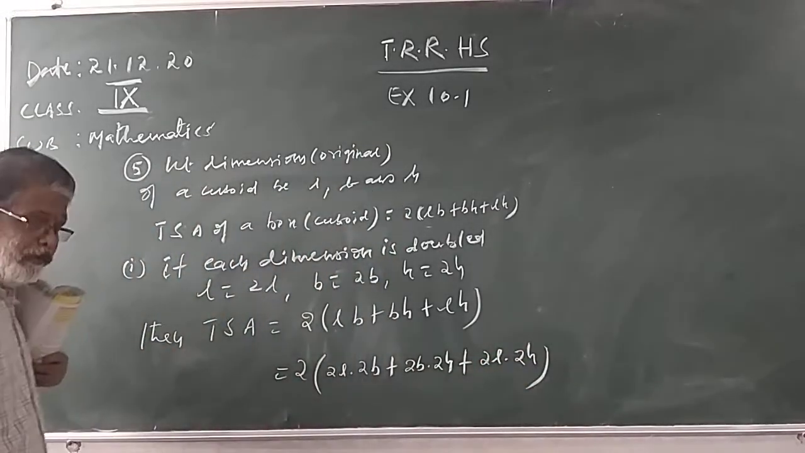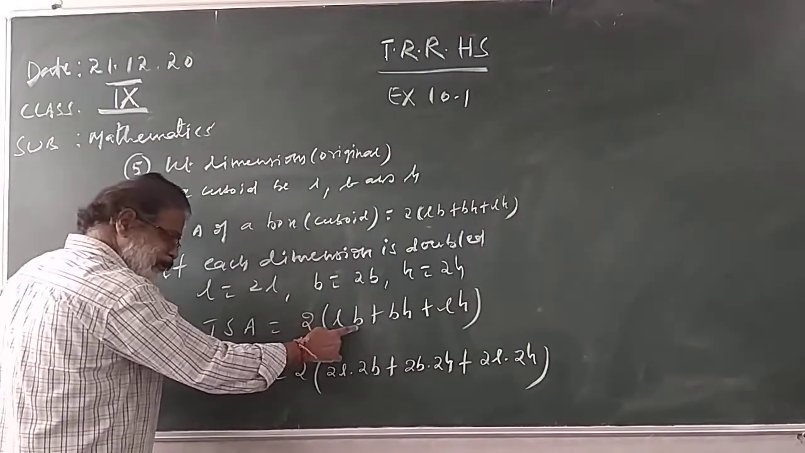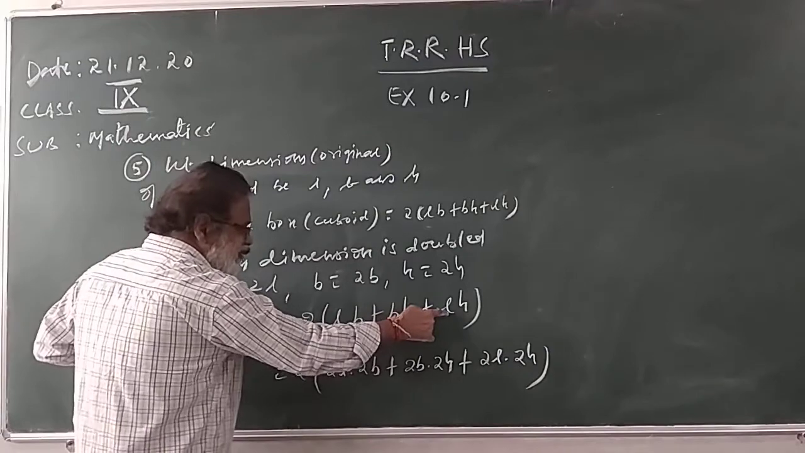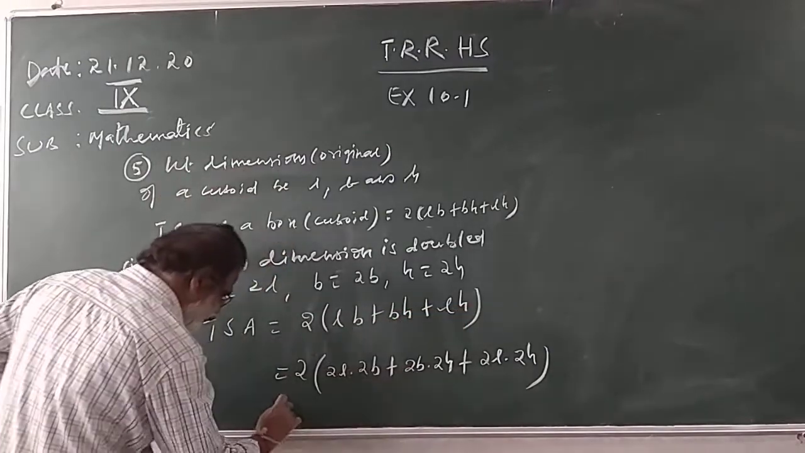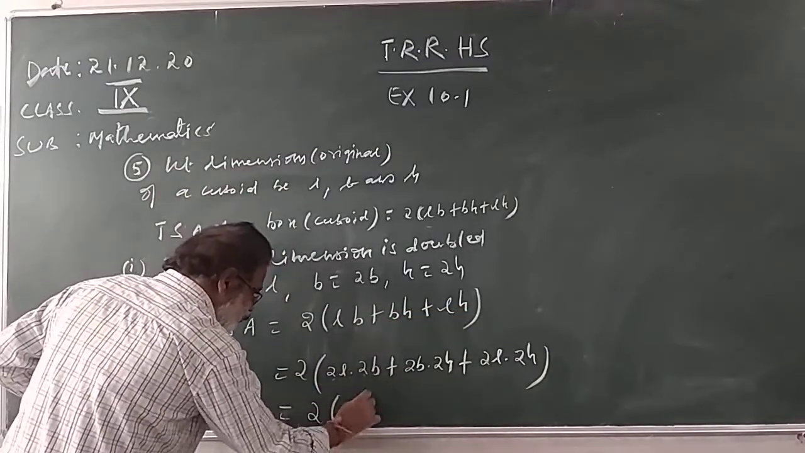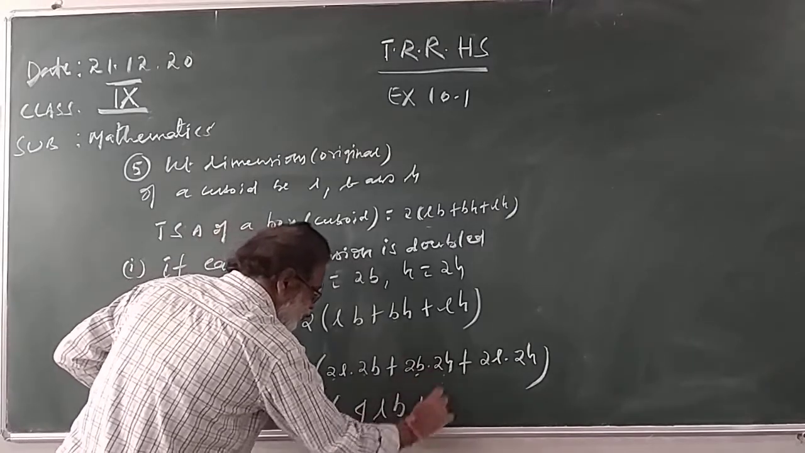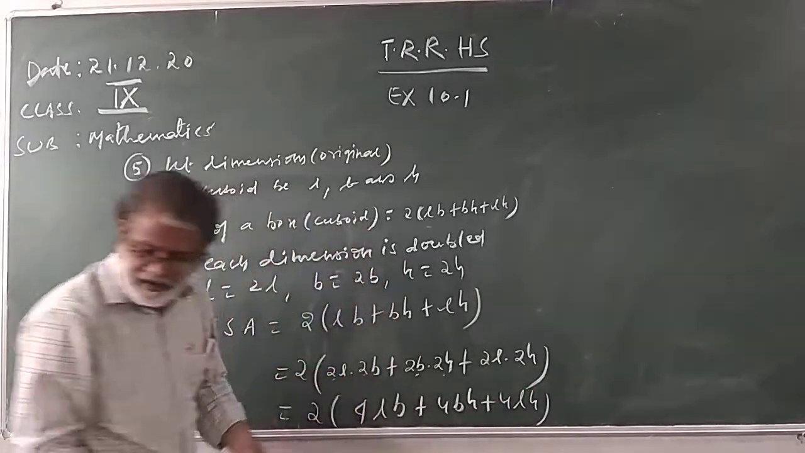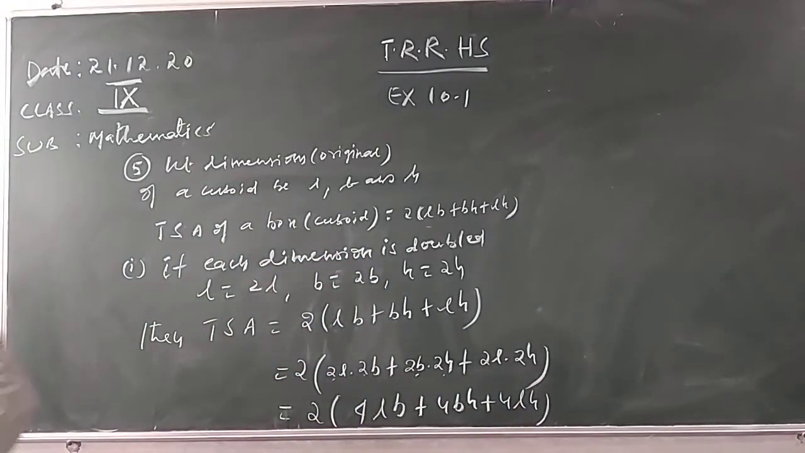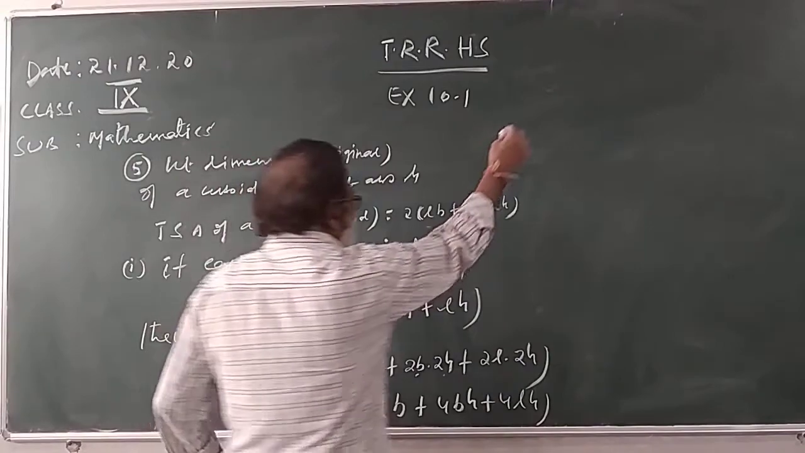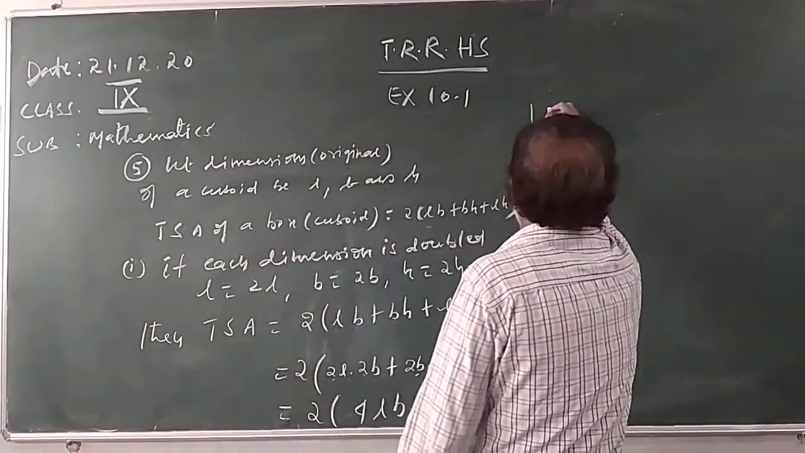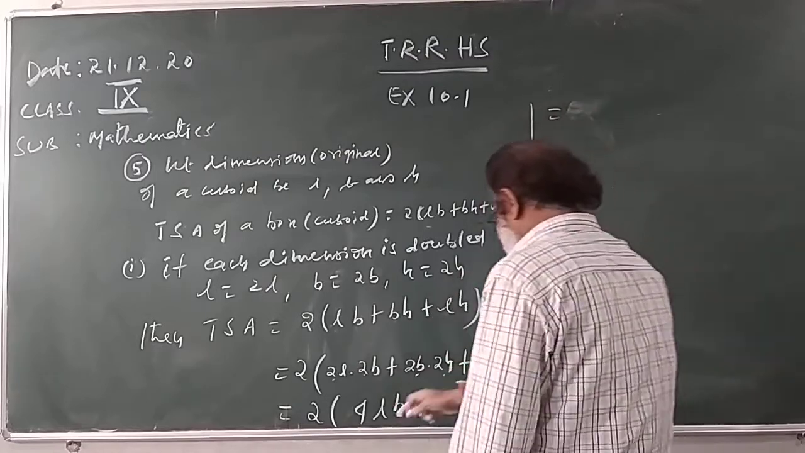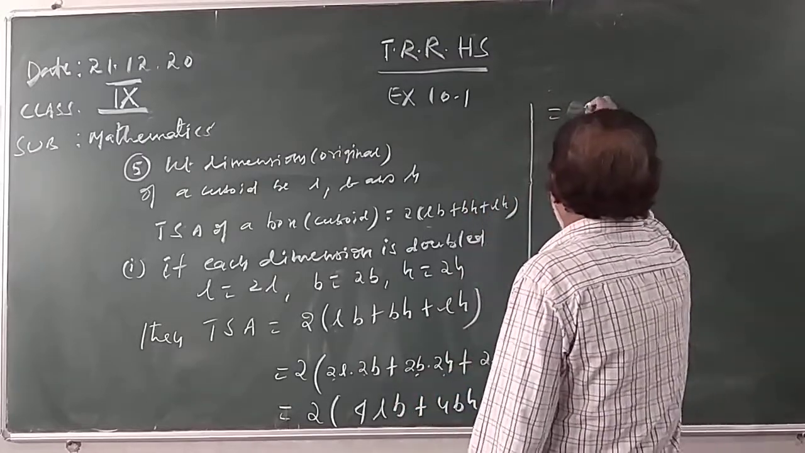When dimensions are doubled, put L is equal to 2L, B is equal to 2B, plus B is equal to 2B, H is equal to 2H, plus L is equal to 2L, H is equal to 2H. Do it. 2 into 2 is 4, 4LB, 2 into 2 is 4, 4BH, 2 into 2 is 4, 4LH. That is important. So each dimension is doubled. What happens to the TSA you are finding? Now 2 into what you got here? 2 into 4LB plus 4BH plus 4LH.